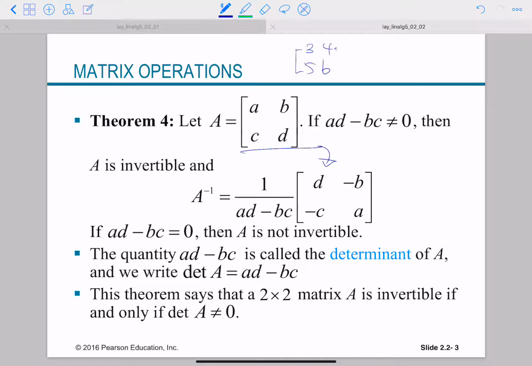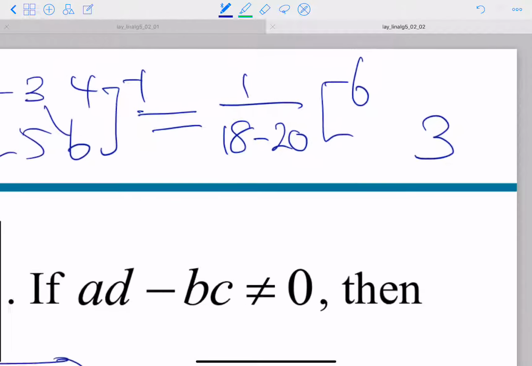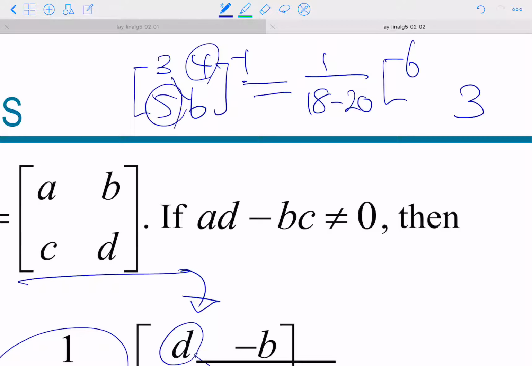3, 4, 5, 6, okay, so its inverse matrix will be obtained by plugging A, B, C, and D into this formula. So 3 times 6 minus 4 times 5, and we just interchange the places of 3 and 6, so 6 and 3. And then for these elements we just negate those two elements in the same place, so negative 4 and negative 5.